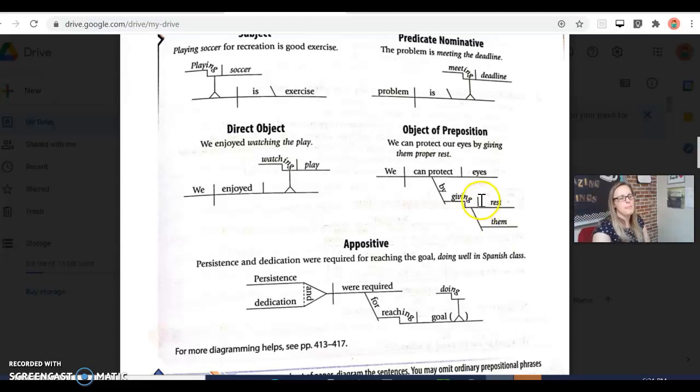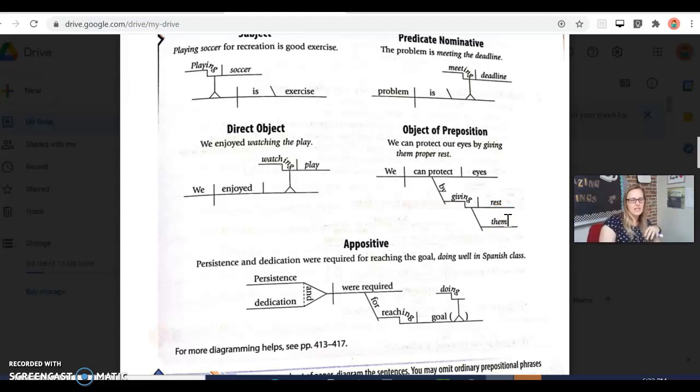Let's go over it one more time. We can protect what? Our eyes, and then here's your prepositional phrase. We is the subject. You have your baseline, subject, verb, direct object. And then we're going to diagram our prepositional phrase, which includes the gerund, by giving what? Rest. To whom? To them. So it's really putting all the steps together. It kind of reminds me of an algebra problem where you have so many layers.